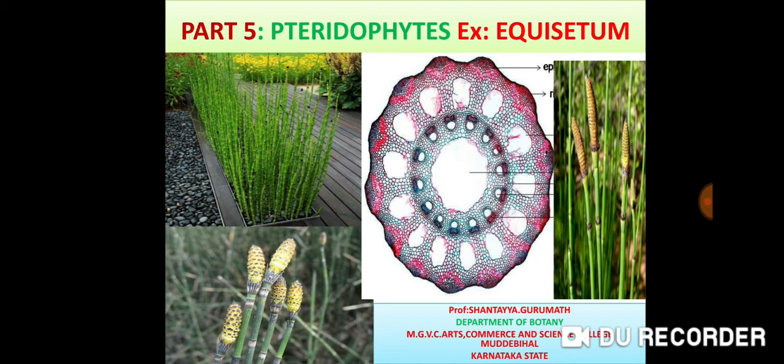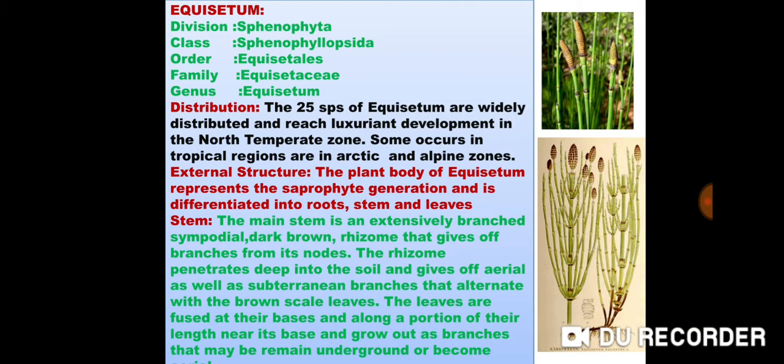Friends, today's class we discuss about Pteridophytes. The best example is Equisetum. Equisetum comes under division Sphenophyta, class Sphenopsida, order Equisetales, family Equisetaceae, the genus Equisetum.